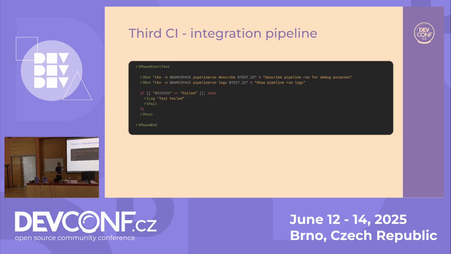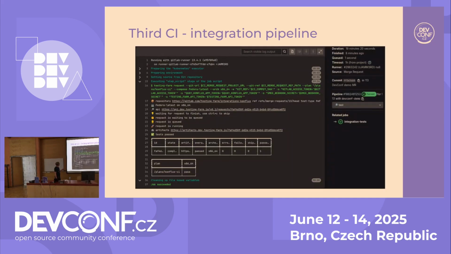And the final part of the script. We need to describe the pipeline run, check if it ran successfully, and fail or pass depending on it. And here is how it looks in GitLab CI. So yeah, it has run the Testing Farm request, which did all of the previous things, and it took like 20 minutes.